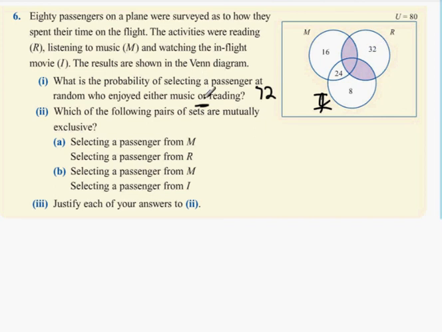Remember, it's music or reading, so you can read only and you still qualify for that question. They don't have to do both of them. They just have to do one of them.